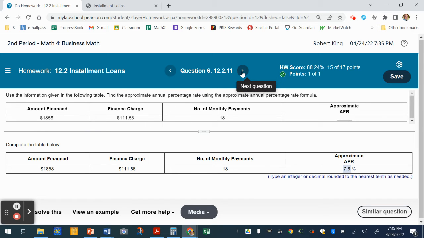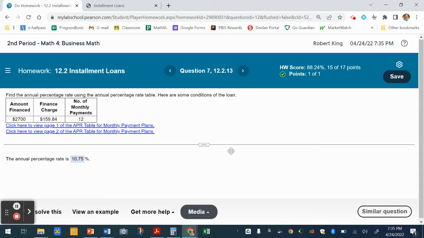Now I'm going to go to number 7. Right, now this time we want the exact annual percentage rate. It doesn't say exact, but it doesn't say the approximate. So we're going to be using the tables. You have this set of tables in your packet, or you can use the pop-ups. But we're going to go to the tables and find the exact annual percentage rate.